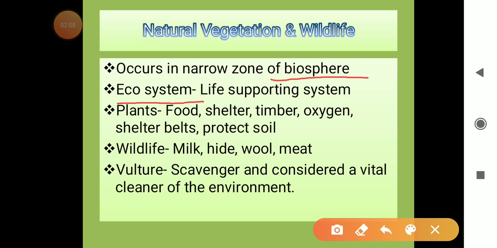Plants provide us with fruits and vegetables, timber, shelter to animals, oxygen, protect soil, act as shelter belts and help in storage of ground water. Plants also give us fruits, nuts, oil, gum, medicinal plants and also the paper that is so essential for your studies. So these are the various uses of plants.